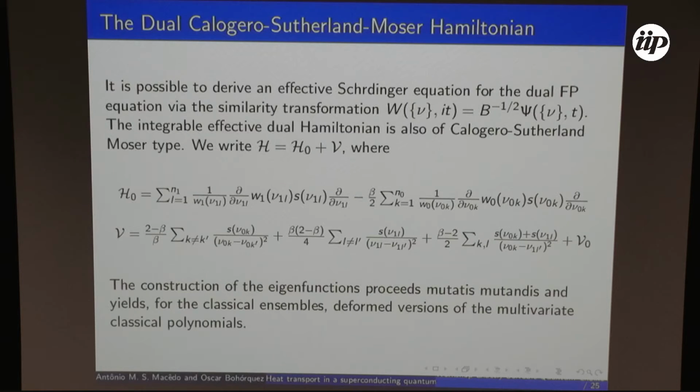And in principle, for the classical ensembles, we get deformed versions of the multivariate classical polynomials. This has never been done, nonetheless. So we know that's doable. We know that's, in principle, systematic. But what we found in the literature, especially in the Russian literature, are existence proofs.